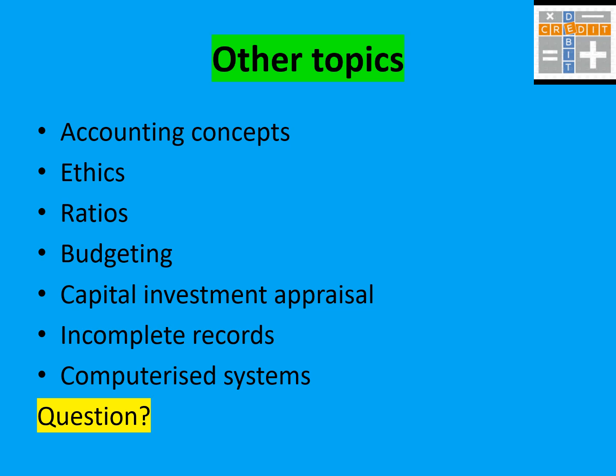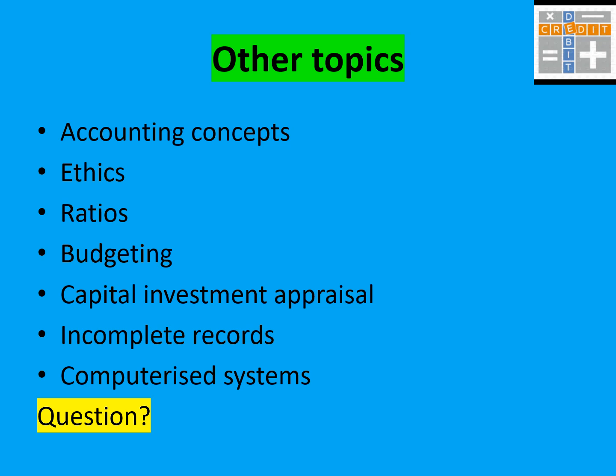And finally, we look at a range of other topics as listed here. Accounting concepts and ethics provide a framework about how accounting information should be prepared to be both legally and morally compliant. Ratios provide more understanding of business financial performance. Budgeting is about, for example, planning for expenditure.